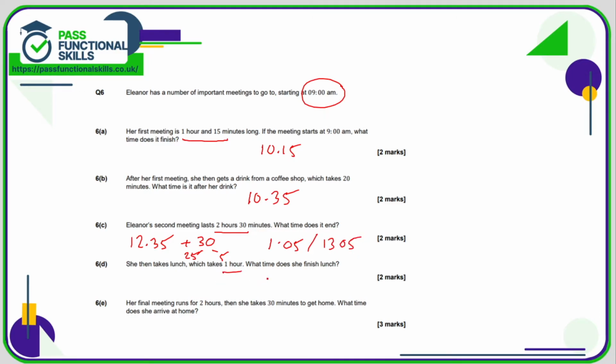Lunch takes 1 hour, so she'll finish lunch 1 hour after 1:05, so 2:05 or 14:05 on the 24-hour clock. And the final meeting is 2 hours long, and then a half-hour drive home. So let's add 2 hours to 2:05, that's 4:05. And then add on the 30 minutes, 30 plus 5 is 4:35. So she'll get home at 4:35 or 16:35 if we're doing 24-hour clock.